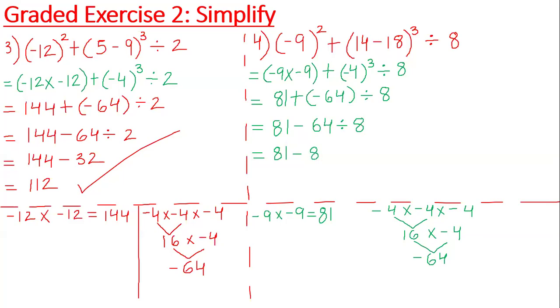How do we get subtracting? I thought we were adding. Okay, positive times a negative is a negative. Please remember that. And so we have 81 minus 8, which is positive 73.